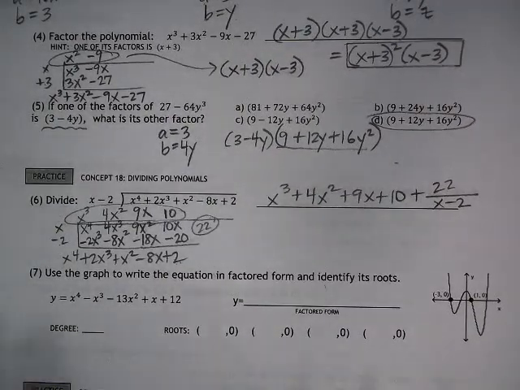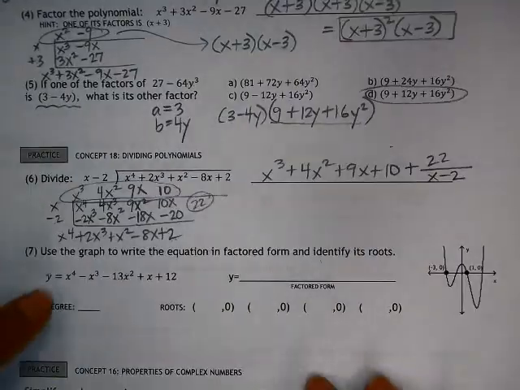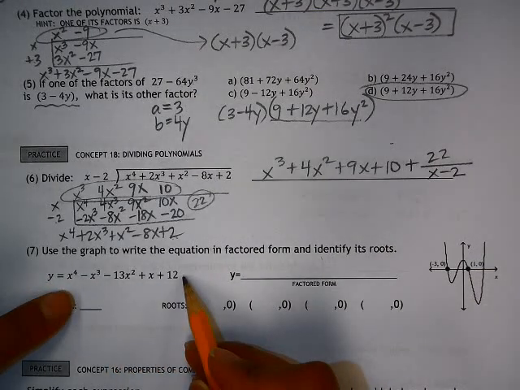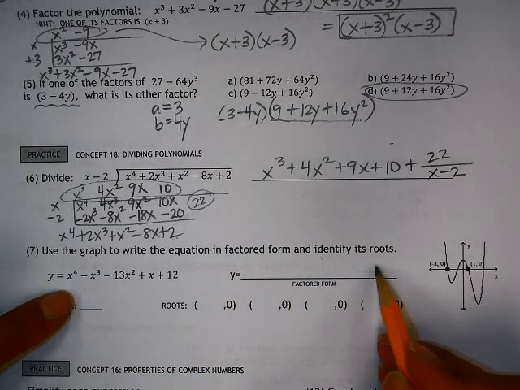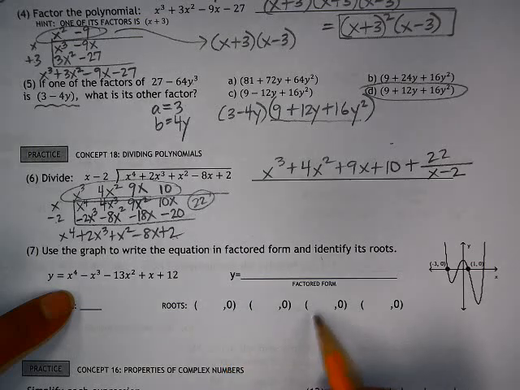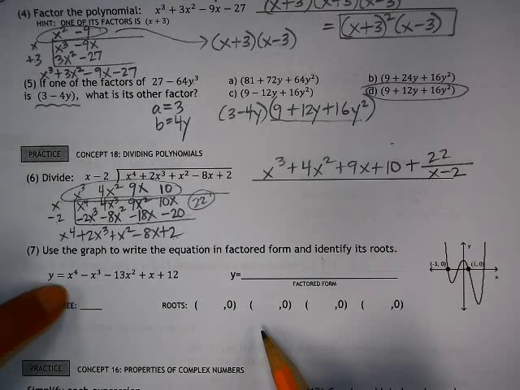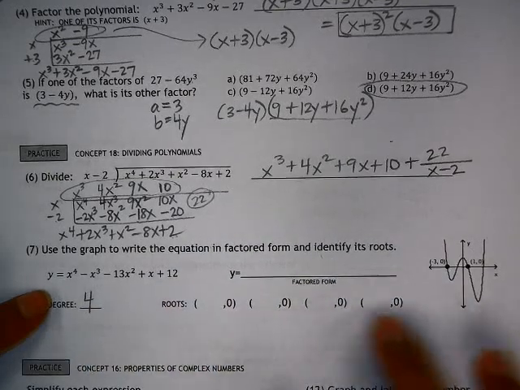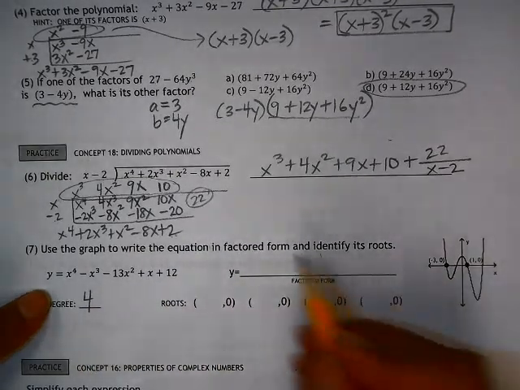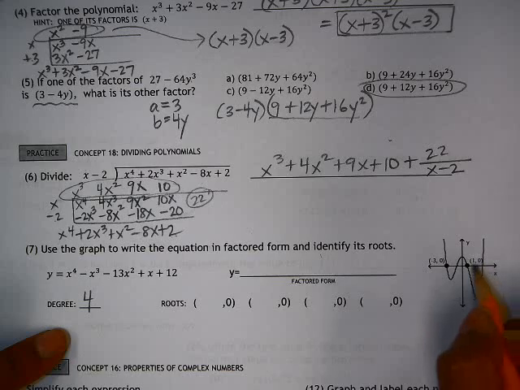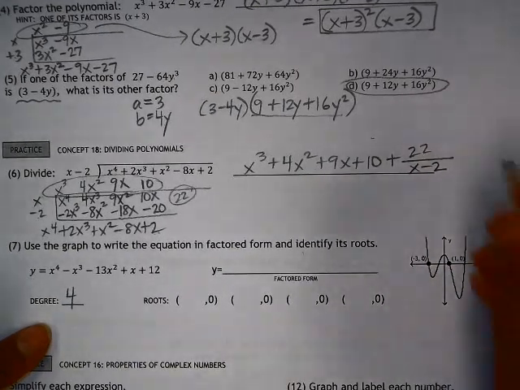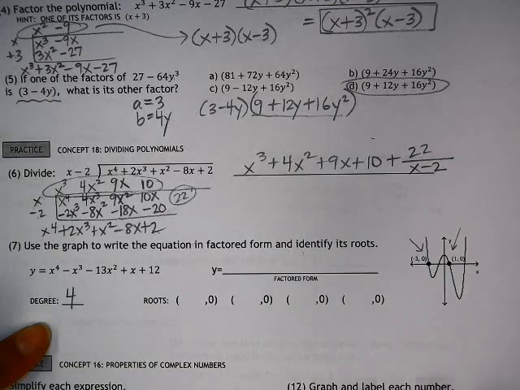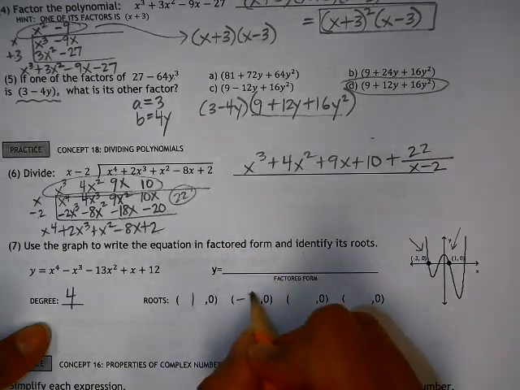On number 7, we're using the graph that's provided to write this equation in factored form, which we're going to do right here, and also to identify what the roots of the polynomial are. So we have a degree of 4, so we're going to have 4 roots. We know, based on the information given in the graph, it passes through (1, 0) and (negative 3, 0). So we already know 2 of our roots.